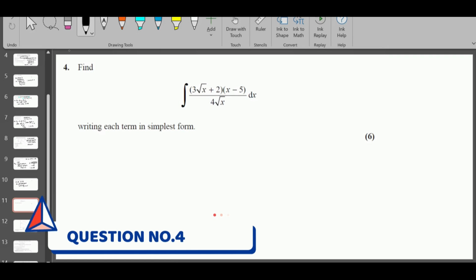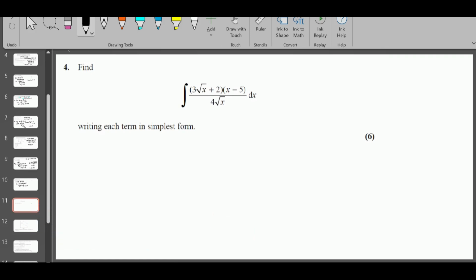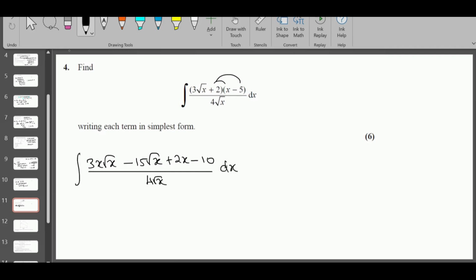Question number 4. Find the integral of this and write each term in its simplest form. First we need to simplify it. Take 3 root x and multiply both, you will get 3x root x minus 15 root x. Take 2 and multiply both, you will get plus 2x minus 10. Everything divided by 4 square root of x dx.